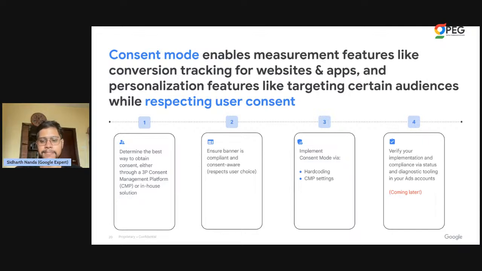The second key step is to ensure that you have a consent aware banner. This banner, like I mentioned before, should understand and record the user's consent choice, whether they have accepted or denied consent to any marketing or analytics cookies. In the third step, you can set up consent mode either by using the CMP settings, the consent management platform settings, which are integrated within their own solutions, or you can hard code it into the website itself if you're using a third party or an in house solution. Both choices are open to you.